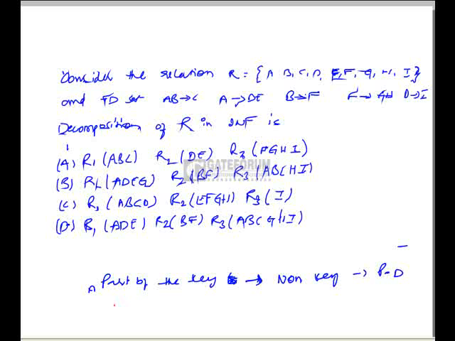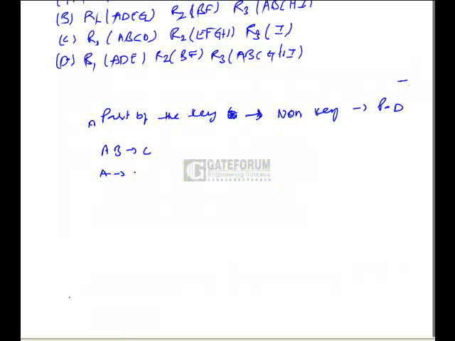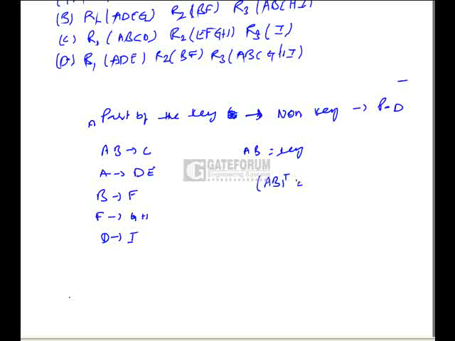Here the given FDs are AB gives C, A gives DE, B gives F, F gives GH, D gives I. So first we have to find the key for this table. Here the key would be AB. Why? Because AB plus gives all the attributes of the table. That is, AB plus is equal to A, B, C, D, E, F, G, H, I.